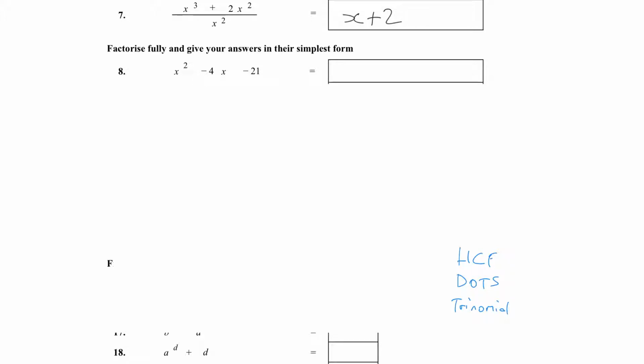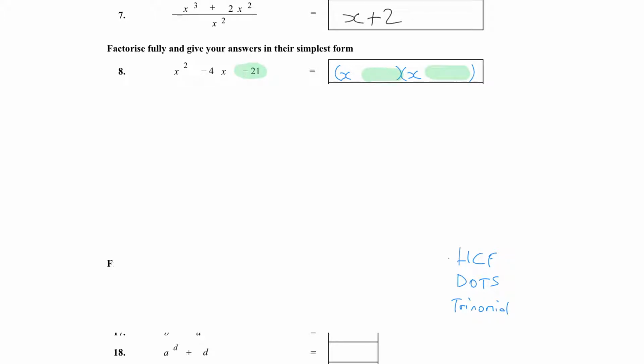So, highest common factor for question 8. Highest common factor is 1. Not too interesting. Definitely not a difference of 2 squares. Definitely is a trinomial because there are 3 terms: x squared, minus 4x, and minus 21. So let's factorize it into 2 brackets. The first term in each bracket, when you multiply them together, is going to give you x squared. Well, x times x gives you x squared. The second term in each bracket, when you multiply them together, is going to give you minus 21.